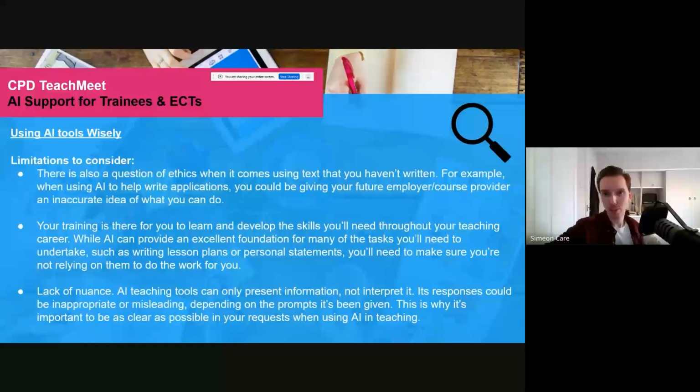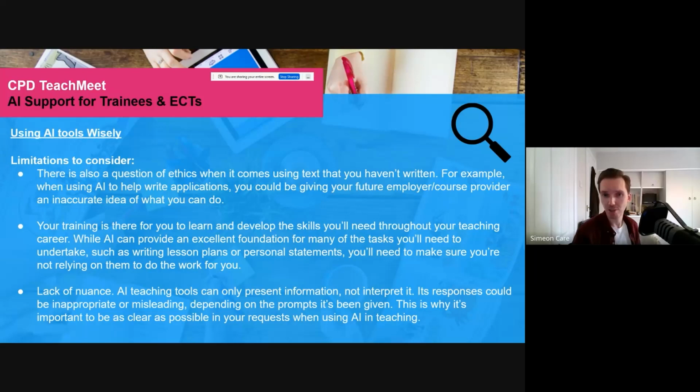Okay, so I'll do a couple more limitations and then we'll talk about actually using it in the classroom and what to consider with students, because I think that's really important. So obviously there's a bit of an ethical question when it comes to using text you haven't written yourself. For example, if you are using AI to help you write a job application, could you be giving your future employer an inaccurate idea of what you can do, especially if the AI's writing ability is very different to your own, or the language it uses is very different to how you would express things?